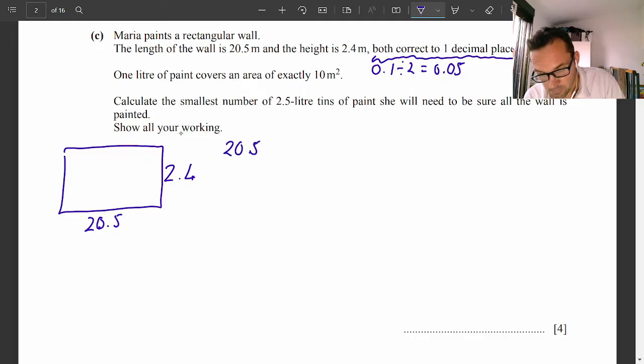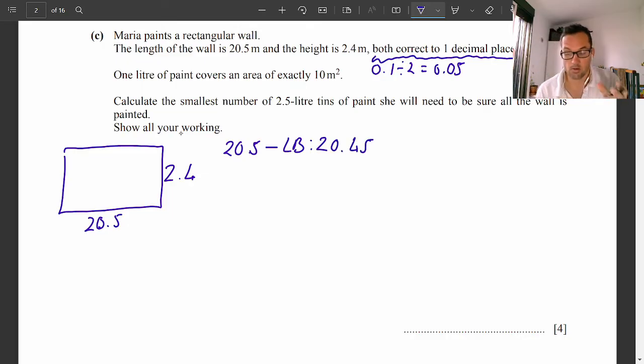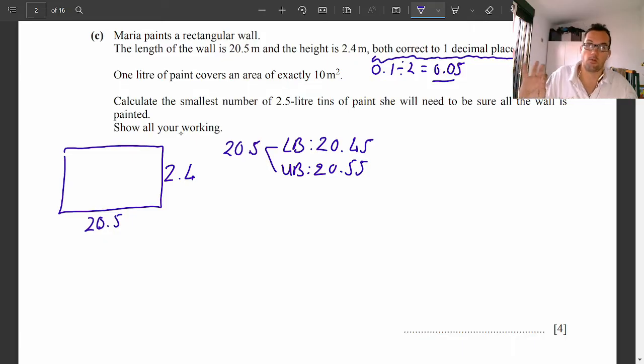So for 20.5, the lower bound will be 20.5 minus 0.05, which is 20.45. That is the lowest value, the shortest length that the wall could be. And then there's the upper bound. We're going to add the 0.05, which is 20.55. So that means the wall can be up to 20.55 meters long.